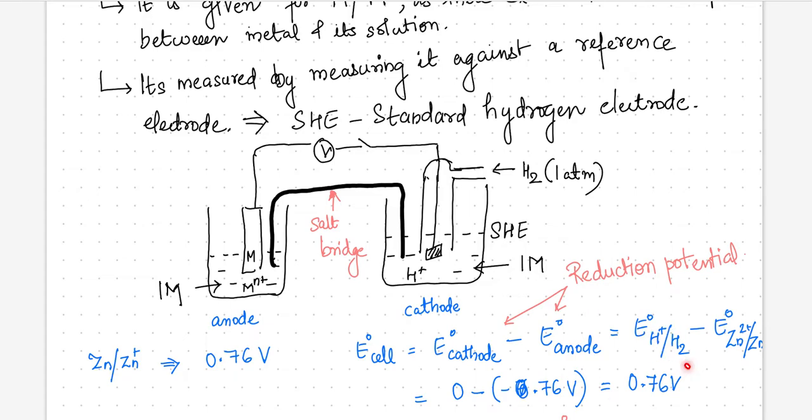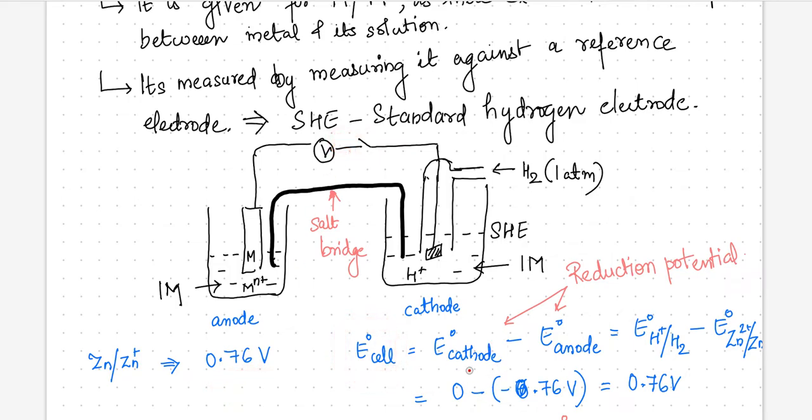This is the reduction reaction, so that's why we write it as H plus H2. And on the other side, it is zinc, so it is zinc 2 plus zinc. So these are basically the reduction potentials. Now let us put the values. E cell that you obtained here is 0.76 volt. That is what you got from the voltmeter.